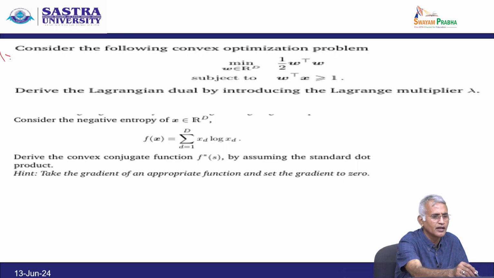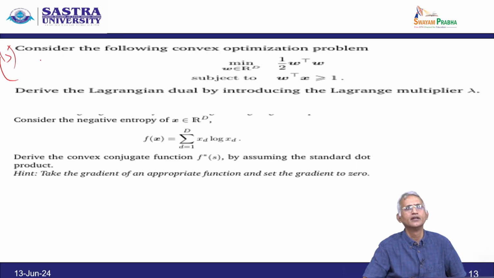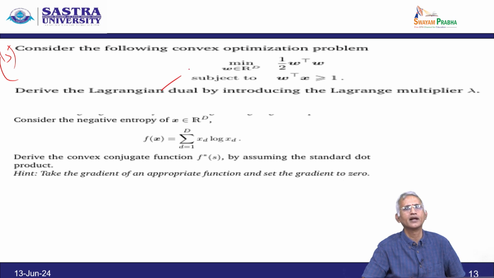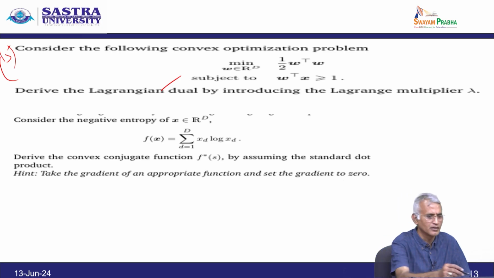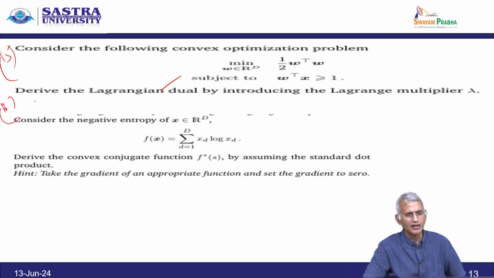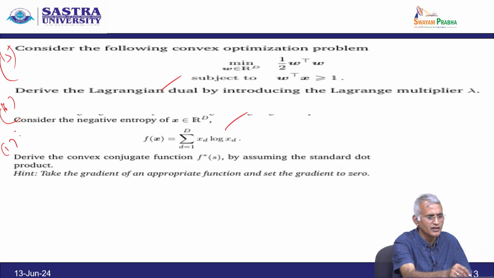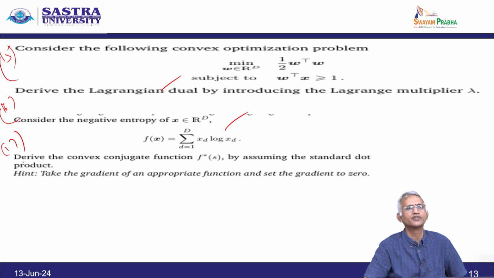Next, 15th question: consider the following convex optimization problem, minimum over w in R^D of 1/2 w^T w subject to w^T w greater than or equal to 1. Derive the Lagrange dual by introducing a Lagrange multiplier lambda. Next, 16th question: consider the negative entropy of x in R^D, f(x) = sum over d equals 1 to D of x_d log x_d. And 17th question: derive the convex conjugate function f star of s, assuming the standard dot product.